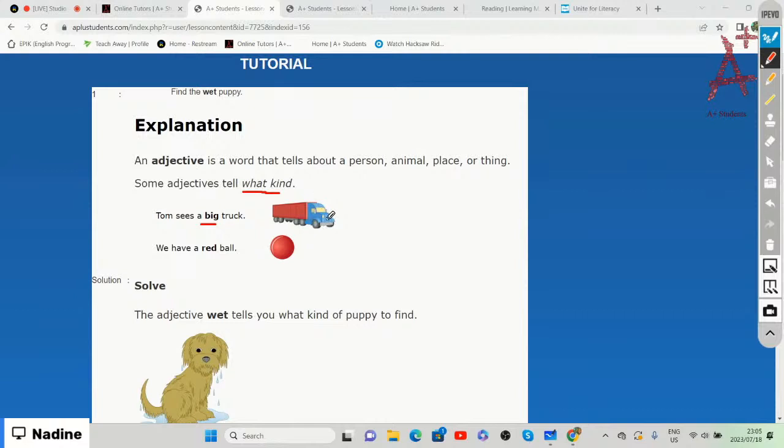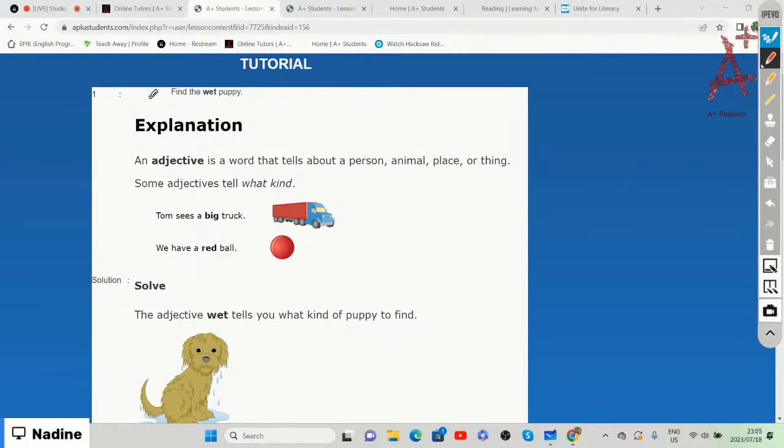We have a red ball. So red is the adjective that tells us what kind of ball. In this case, it tells us the color. Red is a specific color. They can either say a red ball or the small ball, or a tennis ball, cricket ball. But in this case, we have a red ball, which tells us what kind, specifically in color.